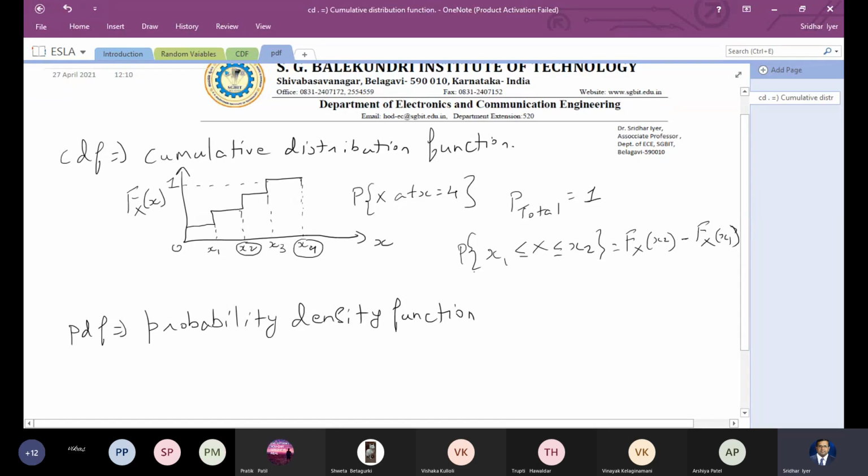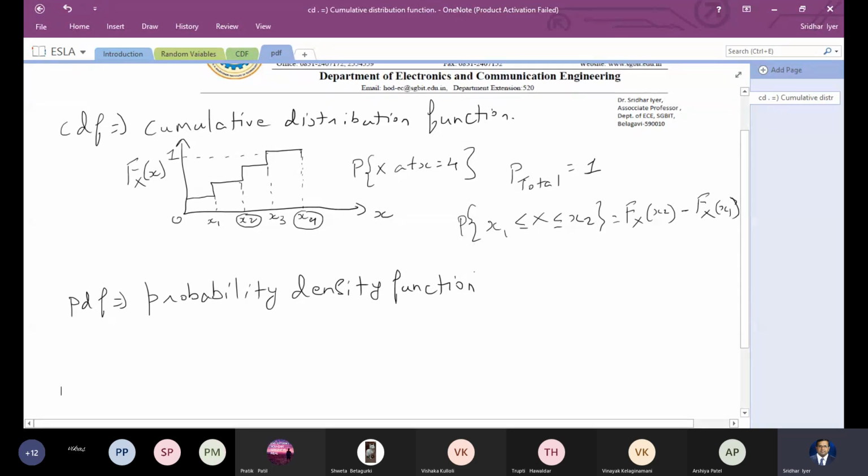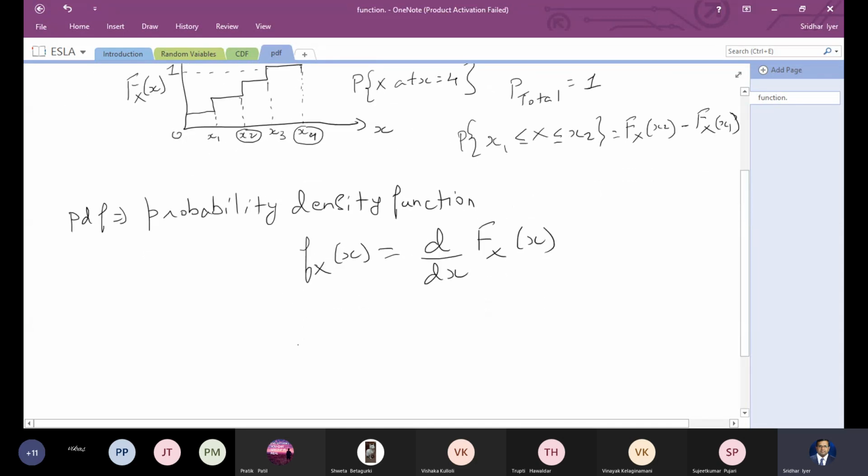The CDF and PDF are related. The PDF f_X(x) is denoted with a small f, where capital X is the random variable and small x is the value. So f_X(x) is just the derivative of the CDF F_X(x). On the other hand, you can find the CDF F_X(x) as an integral of f_X(x) dx.